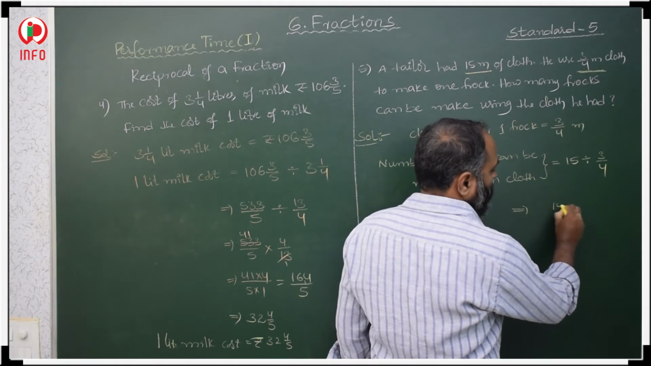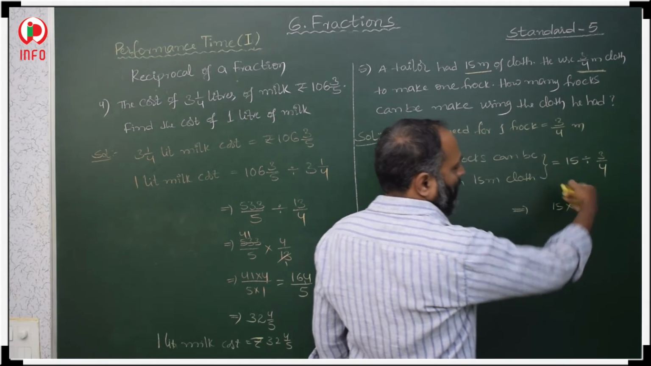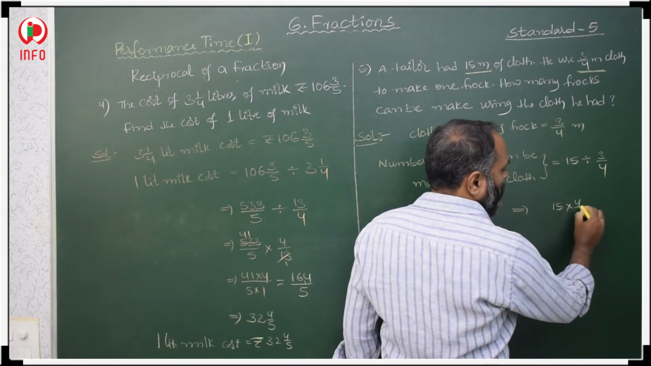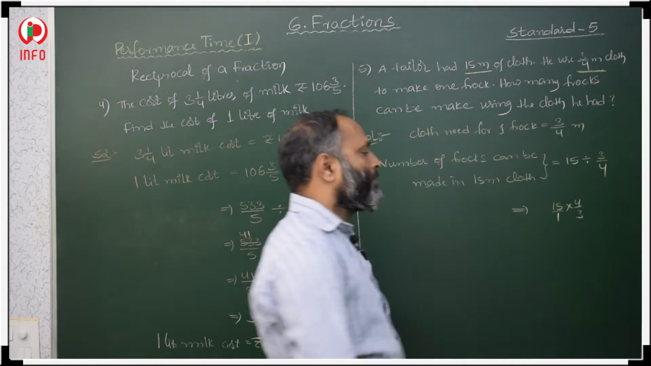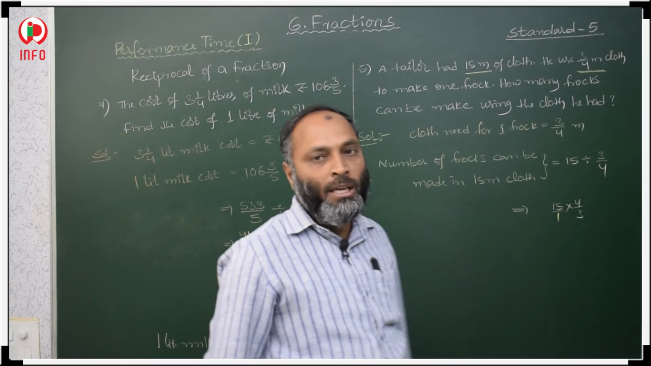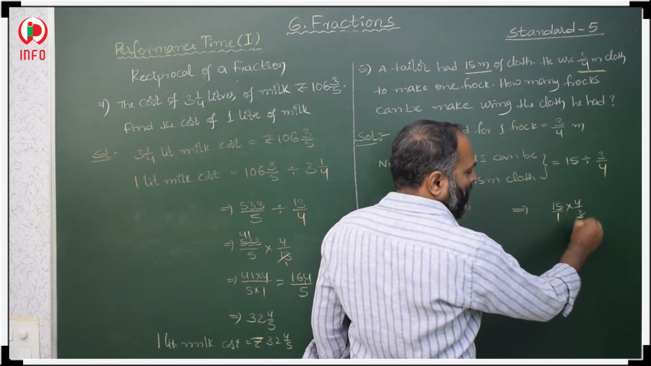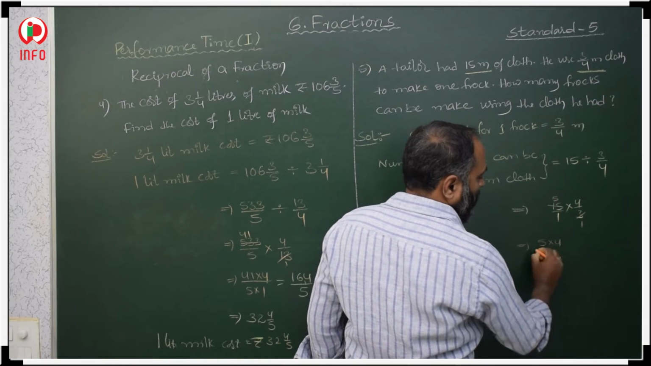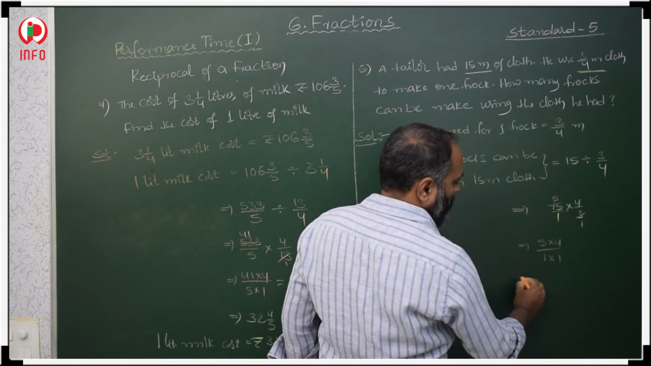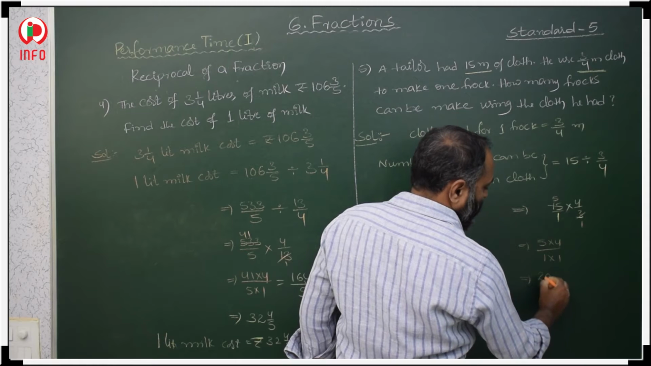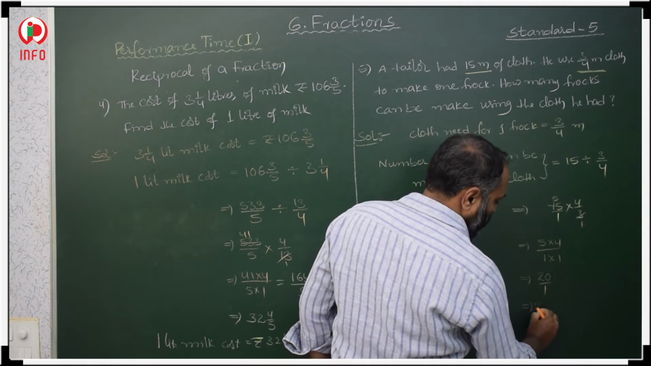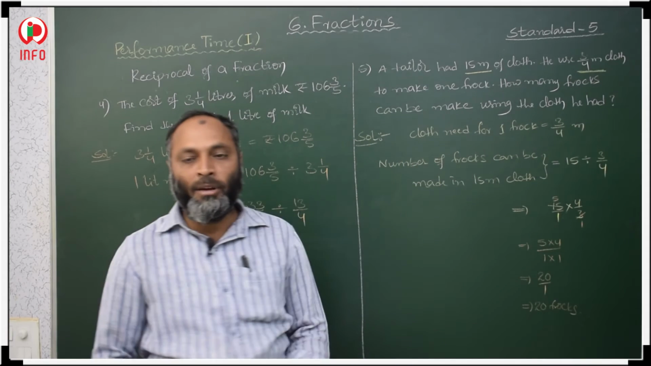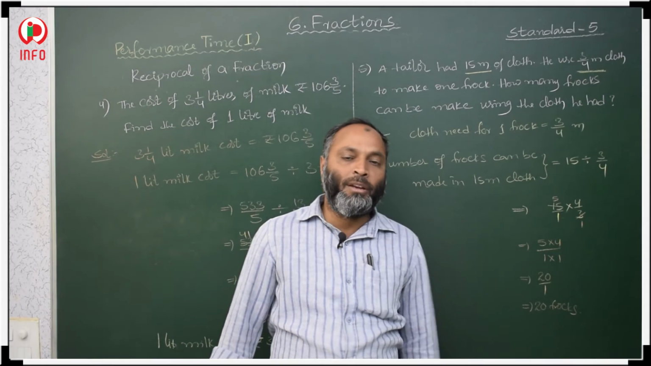Then 15 as it is, instead of division we keep multiplication, and we take the reciprocal of the second fraction, that is 4 by 3. There is a 1 in the denominator of 15. These two are divisible by 3: 3 1s are 3, 3 5s are 15. Then in the numerator we have 5 into 4, and in the denominator 1 into 1. 5 4s are 20, 1 1 is 1. That is 20 frocks. He can make 20 frocks from 15 meters of cloth. Okay.